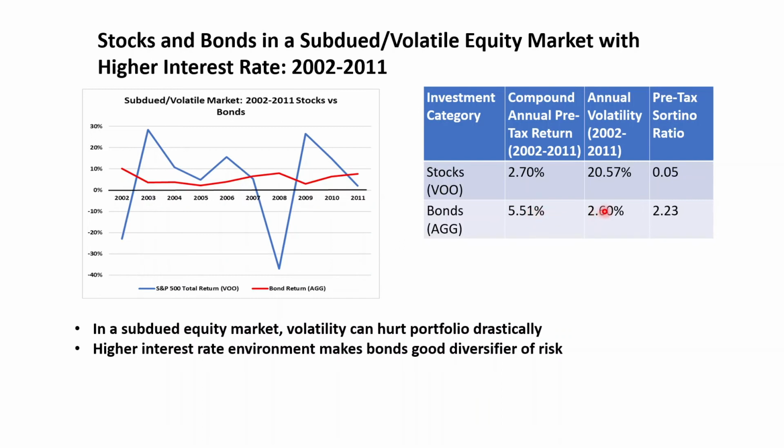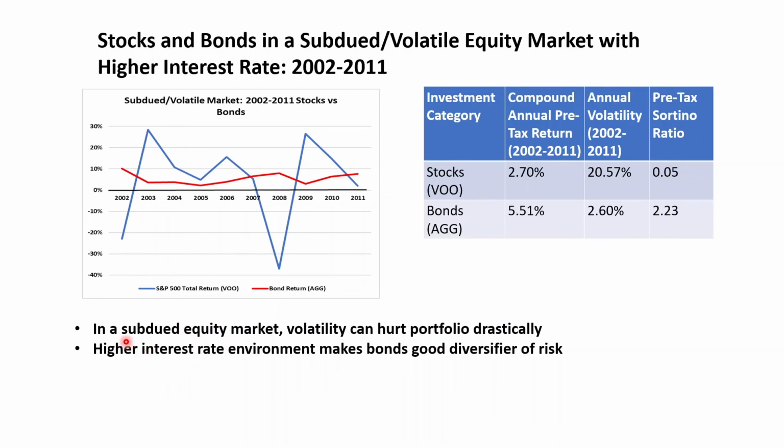The volatility, look how low the volatility is. It's not hugely aggressive here. It's not jumping up and down a lot. It's very low. So when we look at the return relative to the risk, it's 2.23, which is significantly higher than stocks over this period.